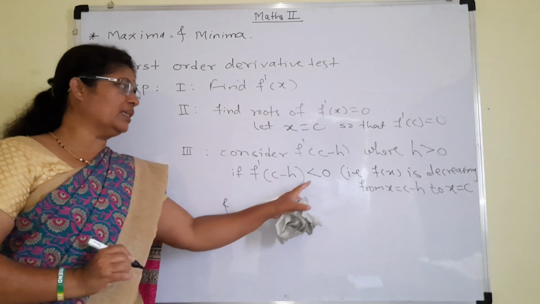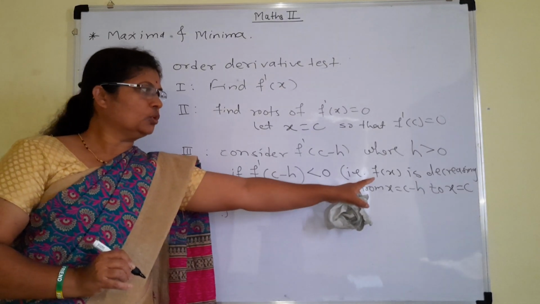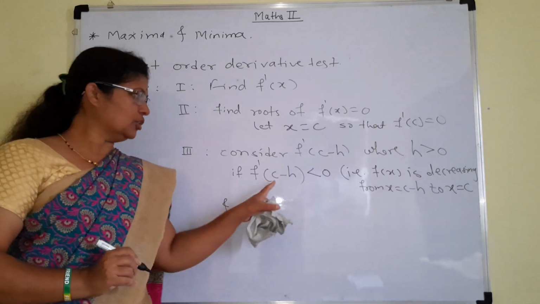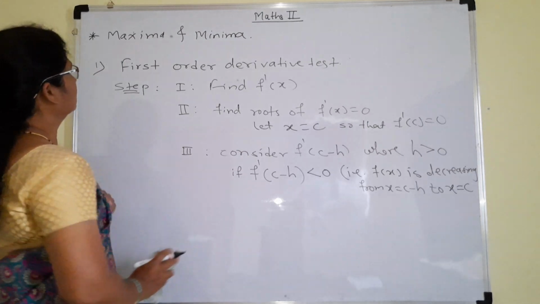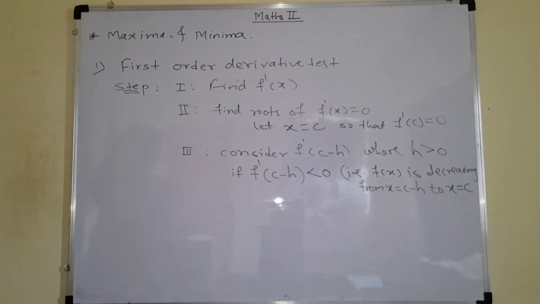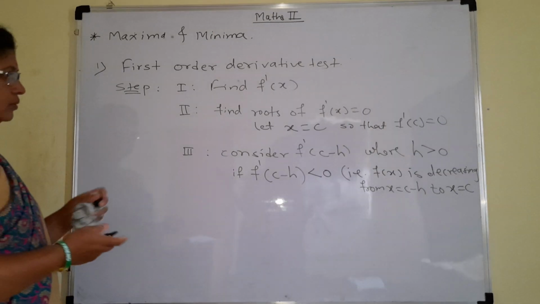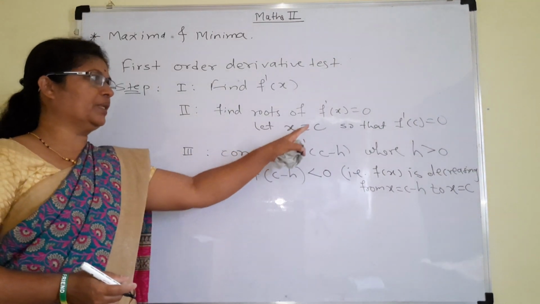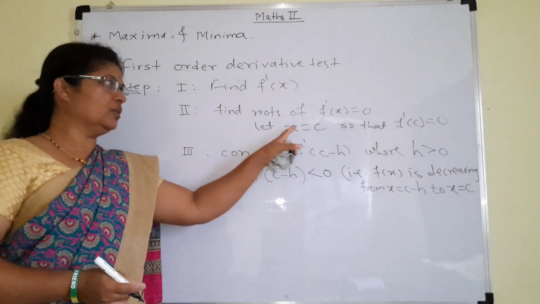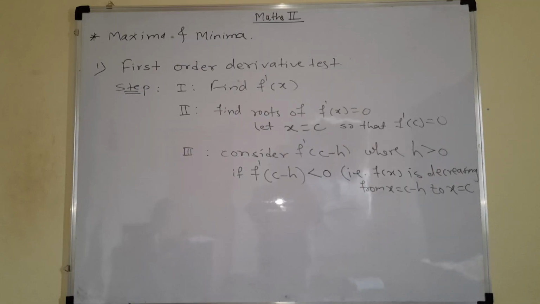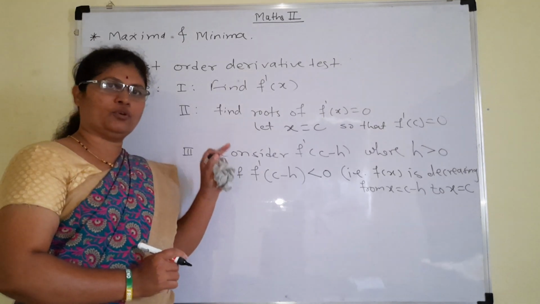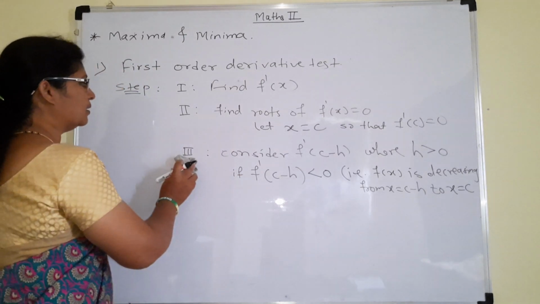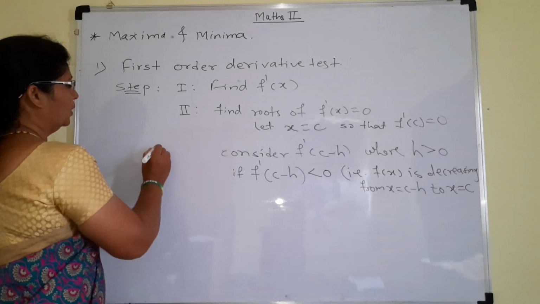And if f dash of c minus h is greater than 0, the function will be increasing at this point. Here x is equal to c, f dash of c is equal to 0. x is equal to c is the root of this equation. So look at that third step. Here we will consider two cases. In the first case we will consider the minimum, and in the second case we will consider the maximum. So now case first.